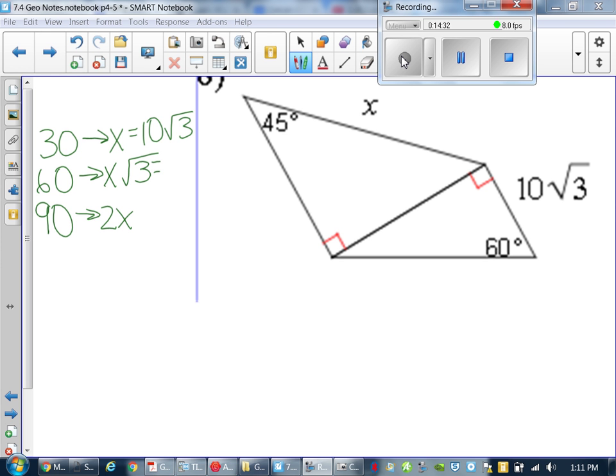Wait, is the next one 30? It is, because all you're doing is taking 10 root 3 times the square root of 3, you get 30. So now, that's across from a what?